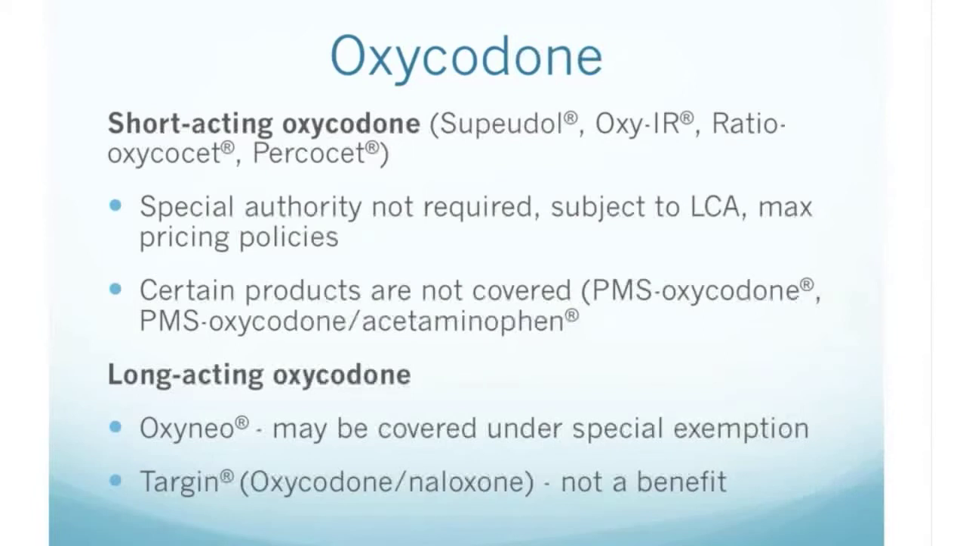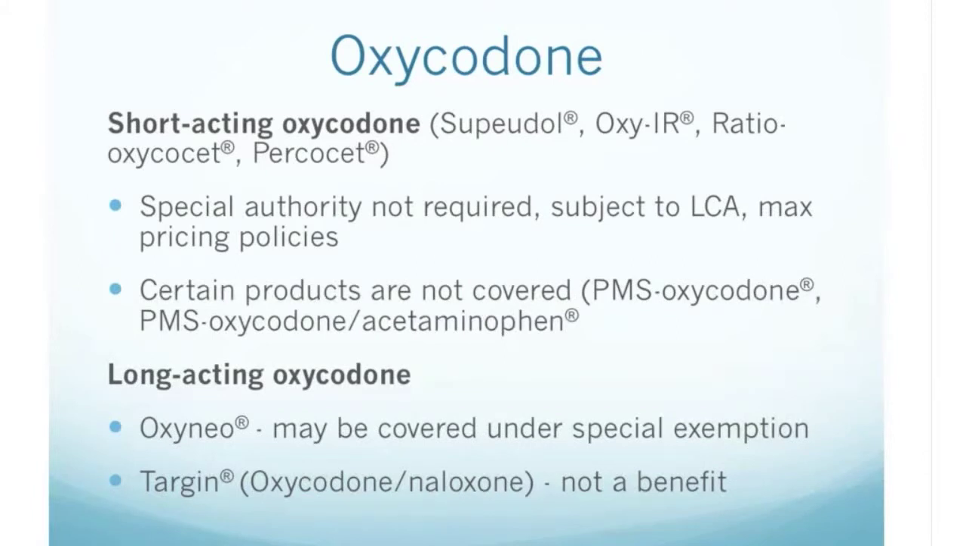For Fair Pharmacare, it may be covered under special exemption, which means that your physicians would have to write a letter to Pharmacare documenting that you've tried other opioids such as codeine, morphine, hydromorphone, and even the fentanyl patches with no adequate response. Then they may consider it, and it's on a case-by-case basis.